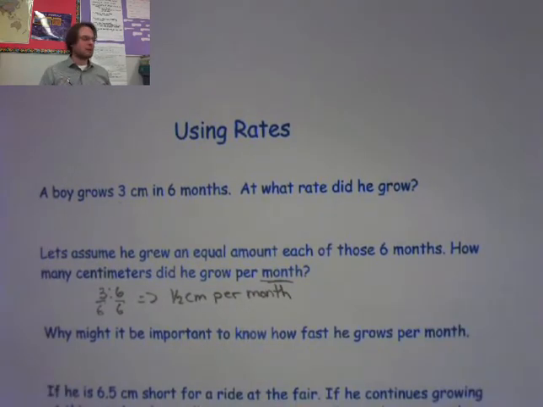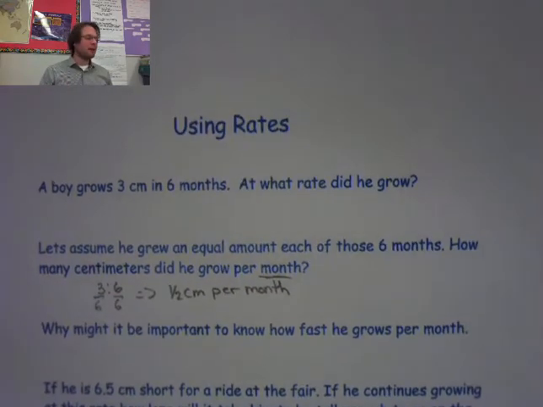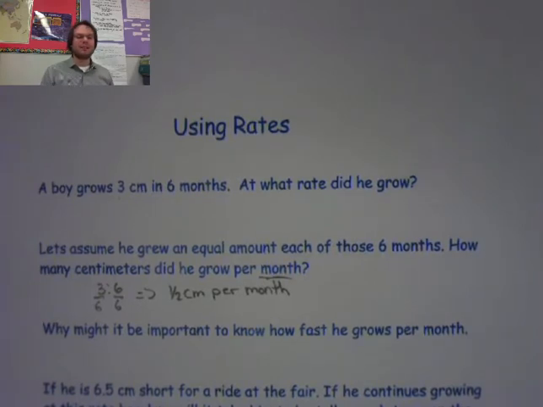Okay? Now the next part says, why might it be important to know how fast he grows per month? Because if we know how fast he grows per month, we could tell maybe how much he grew in 15 months, 3 months, 2 months, 12 months. It just helps us figure it out. Or if we know how much he grew, we can figure out how many months it was.